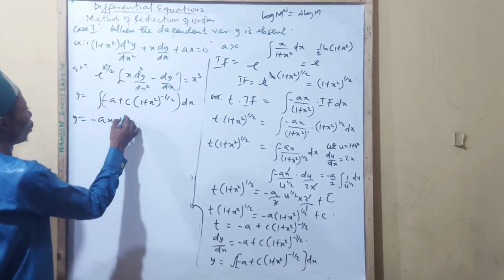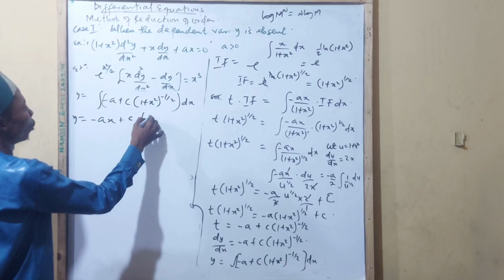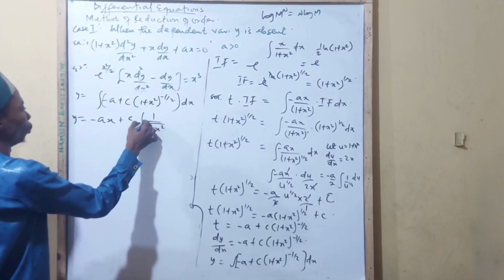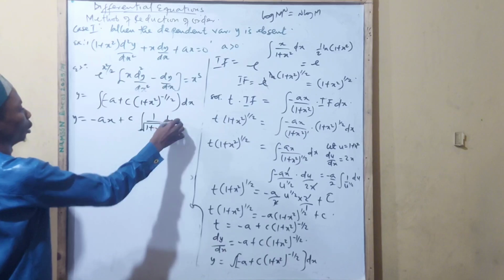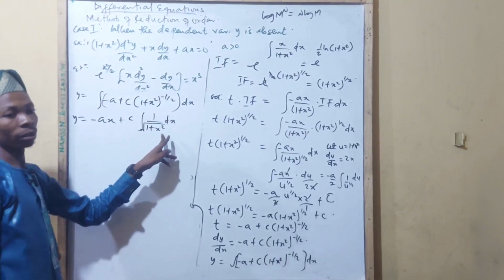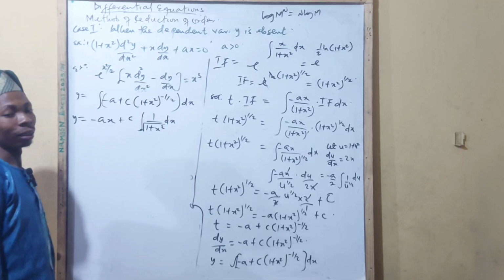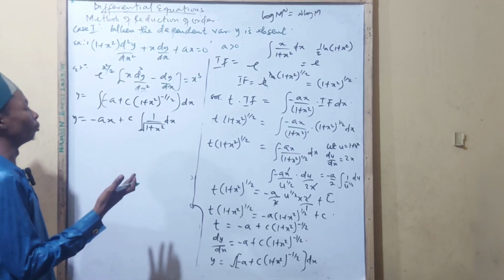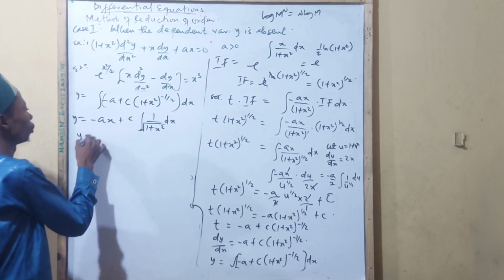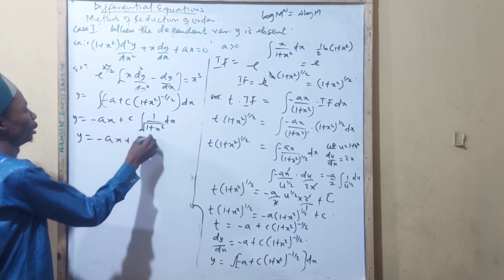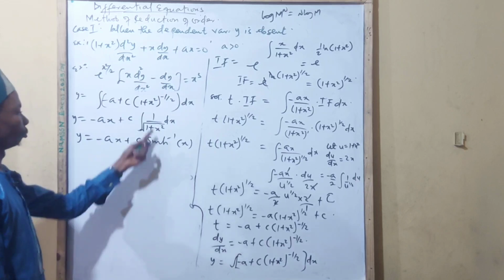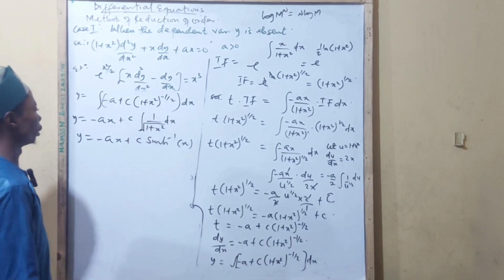So we can say this is c times the integral of 1 over the square root of 1 plus x squared. That raised to power half, we can change it to square root like this. Right? And what is the integral of 1 over the square root of 1 plus x squared? That's sine hyperbolic inverse. All those are standard integrals. So y equals minus ax plus c sine hyperbolic inverse of x. So that is the integral of this.